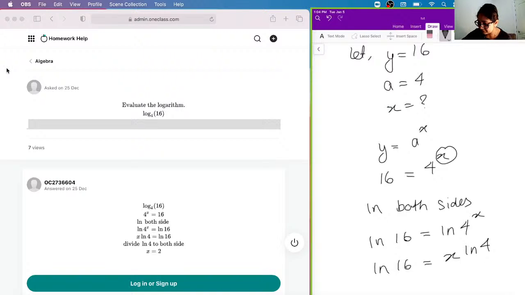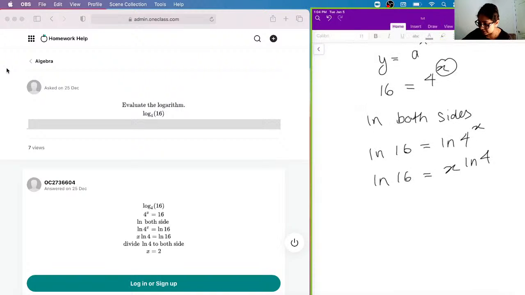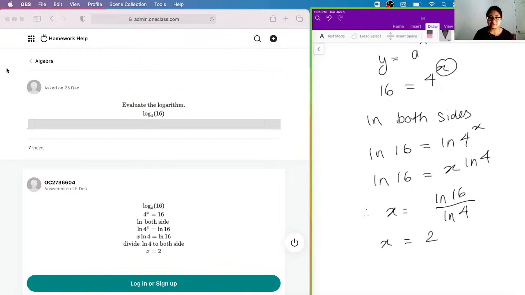Now we're going to divide by ln 4, because we want to find x, so we need to isolate x. We move ln 4 to the other side, so you have ln 16 all over ln 4. You simply divide ln 16 by ln 4, which will give you x is equal to 2. So this is how you get the answer.